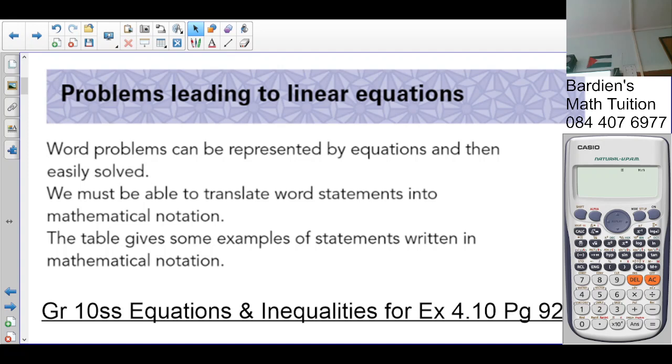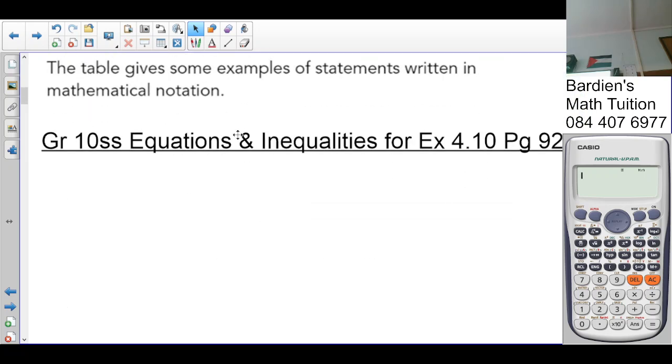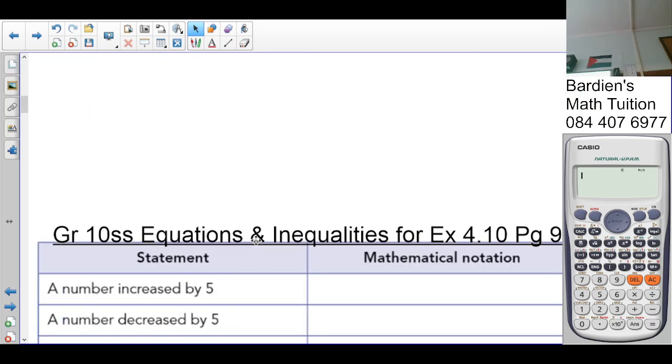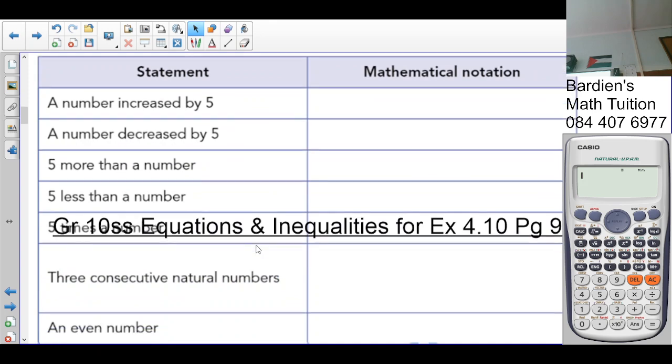Linear equations are basically equations where the highest power on the variable is 1. Word problems can be represented by equations and then easily solved. We must be able to translate word statements into mathematical notation. The table gives some examples of statements written in mathematical notation. So I cut that out so that we can do it together. I know this is basically a short point for some of you.